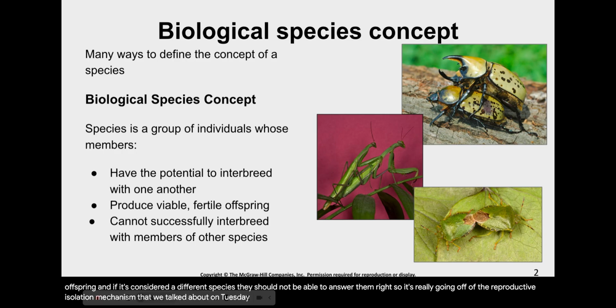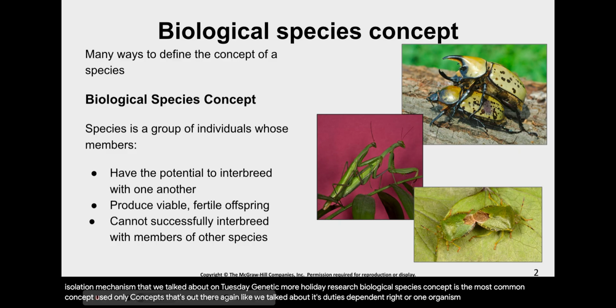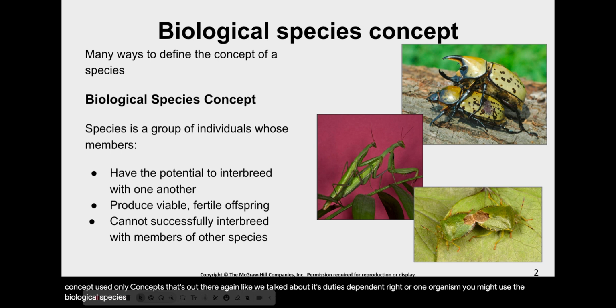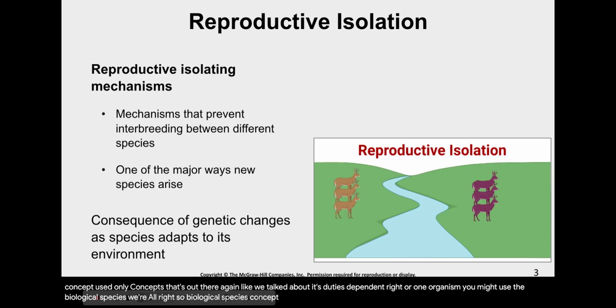All right, so less how they look or less genetic, more how they reproduce. And I would say biological species concept is the most common concept used, but it's not the only concept that's out there. Again, like we talked about, it's really species dependent. For one organism, you might use the biological species concept. For another, maybe you'll want to rely more on molecular methods. So biological species concept relies on reproductive isolating mechanisms. We briefly talked about this on Tuesday. There's much more to it that we're going to go over.